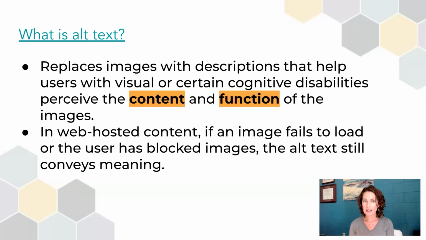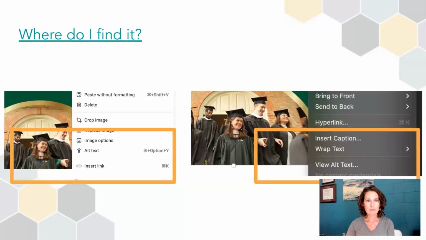Alternative text provides another way of conveying meaning about the content and the function of those images. So this isn't just for students, or people, who might have a vision-related disability. It also benefits people when an image doesn't load properly.